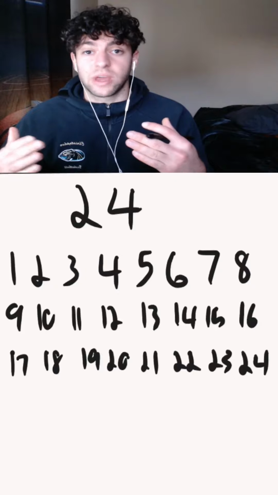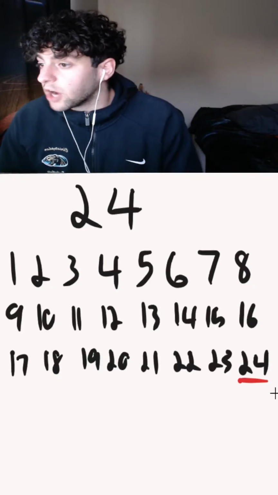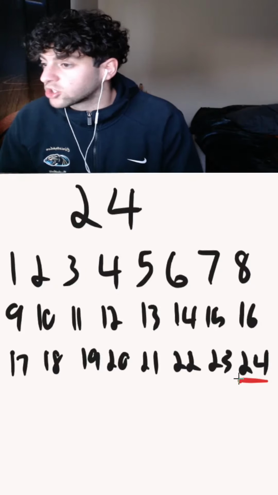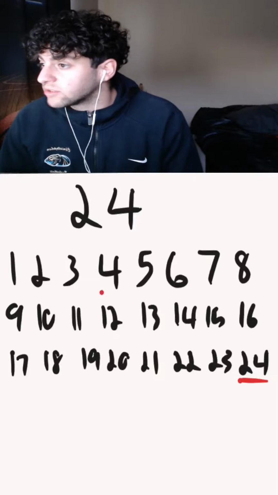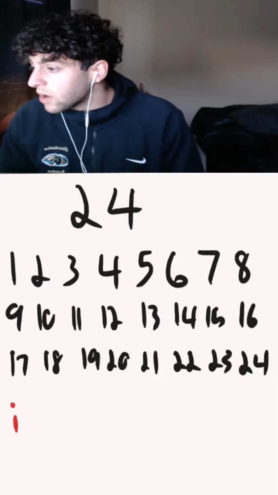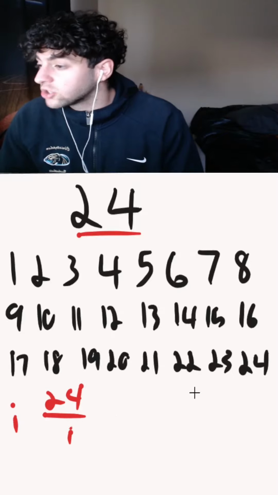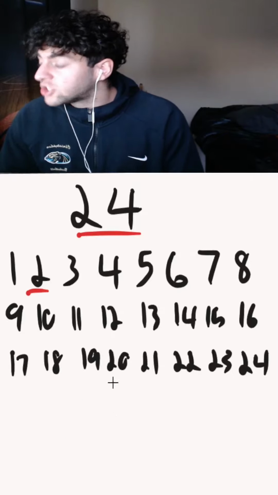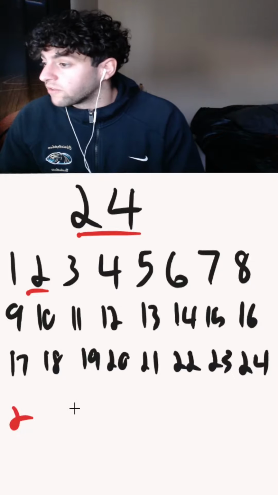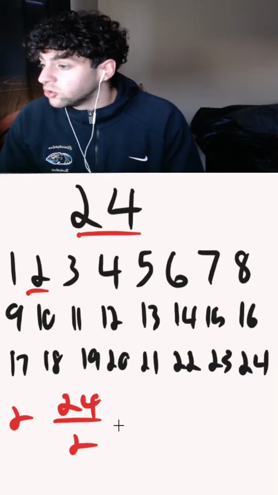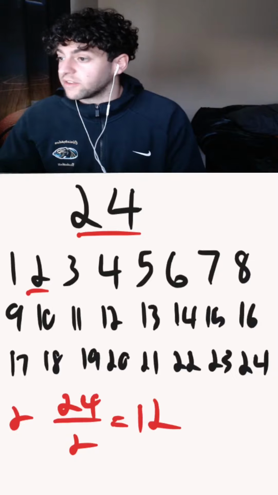However, there is a faster way of doing this. Rather than checking every number up to 24, we can just check up to the square root of 24, which in this case just rounds down to 4. And notice that if some number I is a divisor of 24, then 24 divided by I is also going to be a divisor of 24. Let's take 2 for example. 2 is a divisor of 24, which means 24 divided by 2, which is equal to 12, is also going to be a divisor for 24.